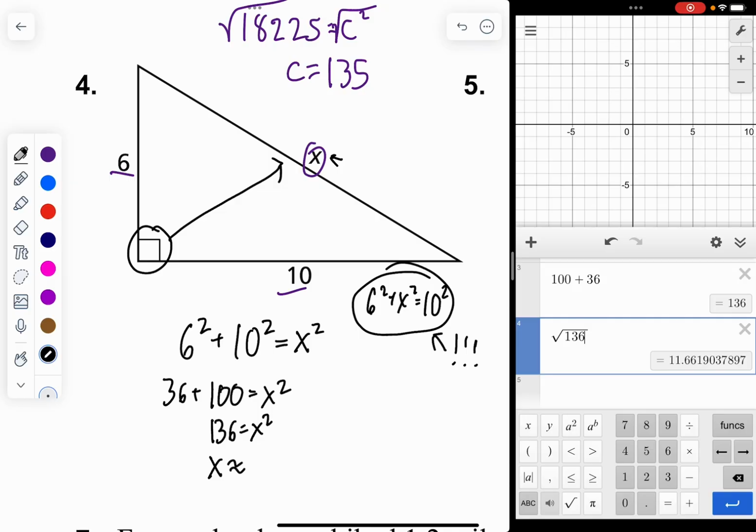About 11.6619. I'll write this down over here. 6619, dot, dot, dot, keeps going. Here's your tenths place. The number next to that is a 6. 5 or more raise the score. 4 or below, leave it alone. So that means we're going to call this 11.7.